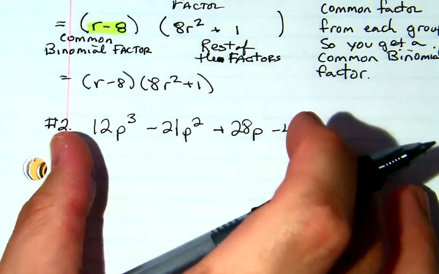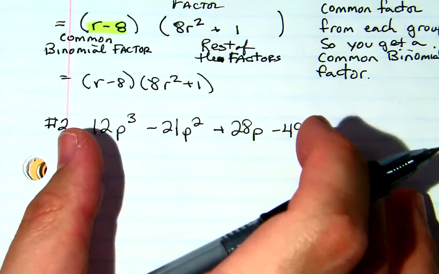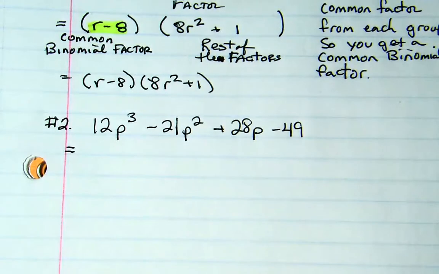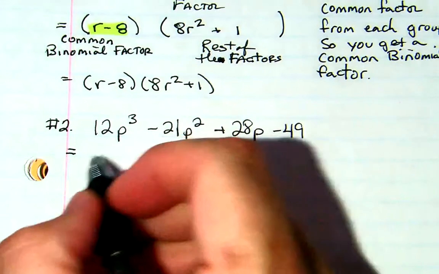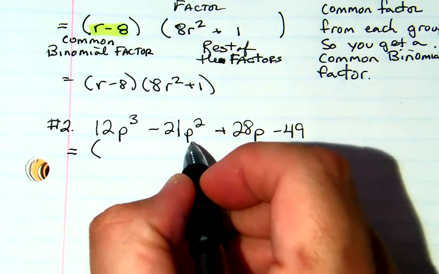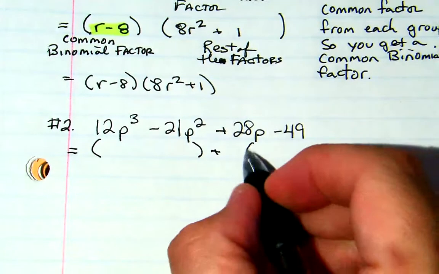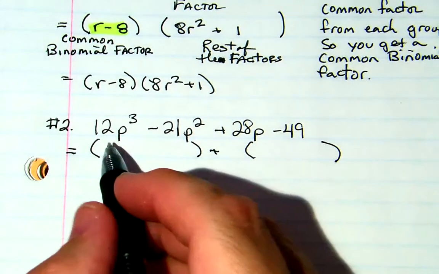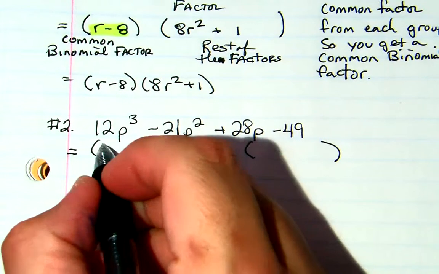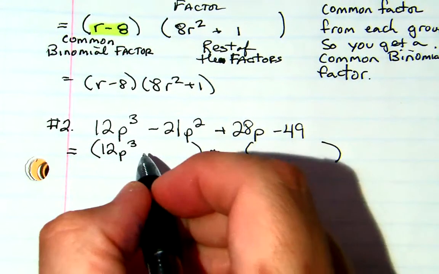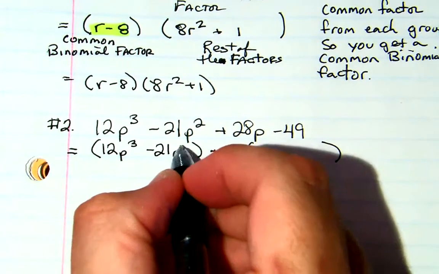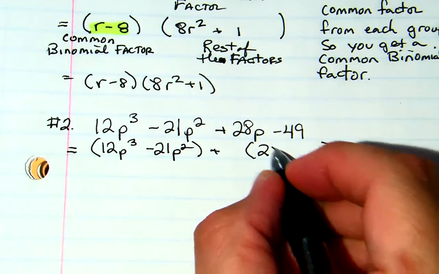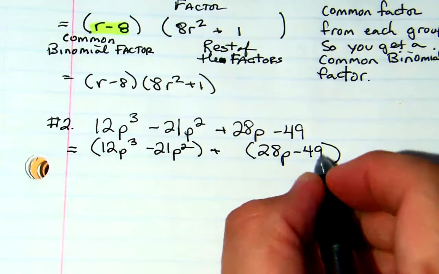Now, when you have 4 terms, most often whenever I test and assess on this, I usually say factor by grouping, so it leads you into that direction. I'm going to make 2 groups. That group plus the second group. What do you think is going to go in the first group? Yeah, the 12p cubed minus 21p squared. And what's left is going in the second group, 28p minus 49.